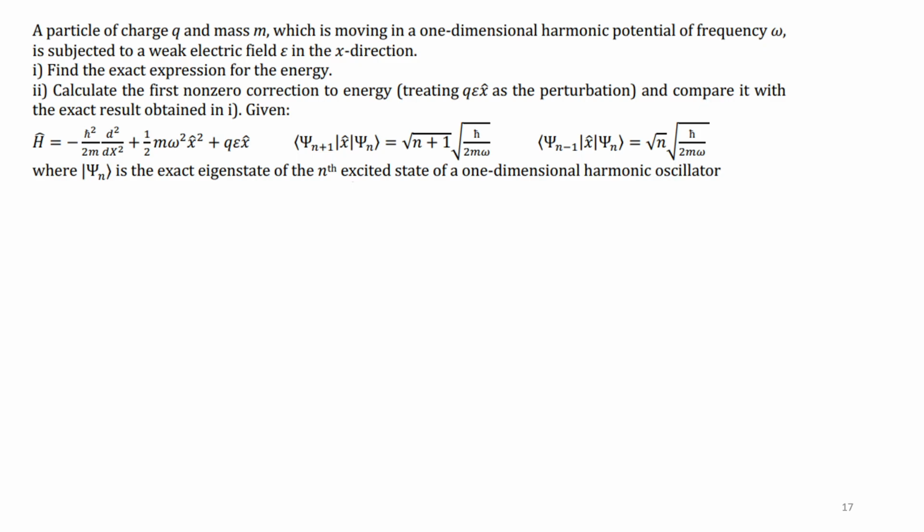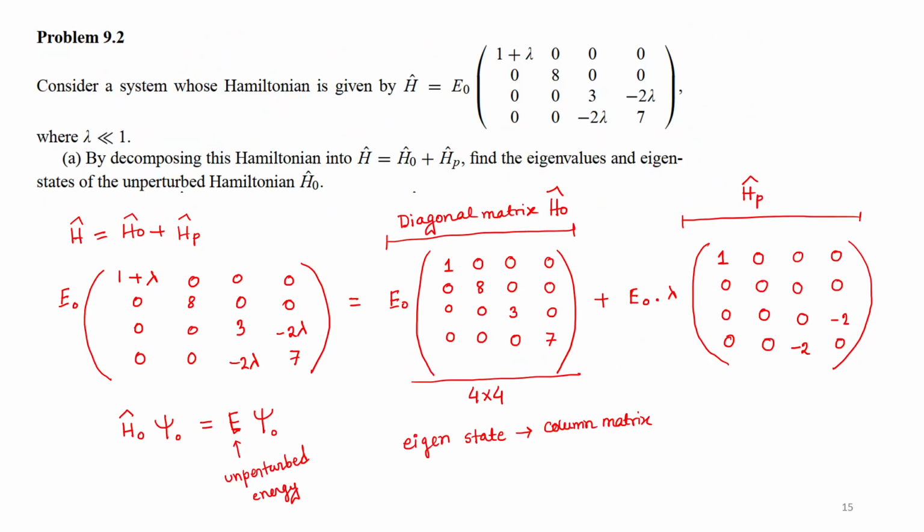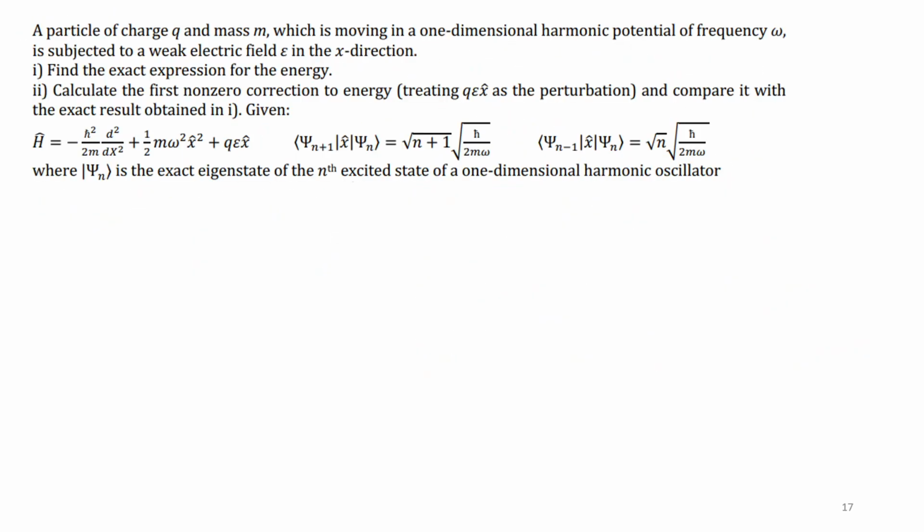So the takeaway from the previous question is that you have to break it into a diagonal matrix. Your Hamiltonian is going to be a diagonal matrix like this. If not, then it would be painful to solve, right? So I hope you will be able to do this by yourself. Now we'll go to another problem.